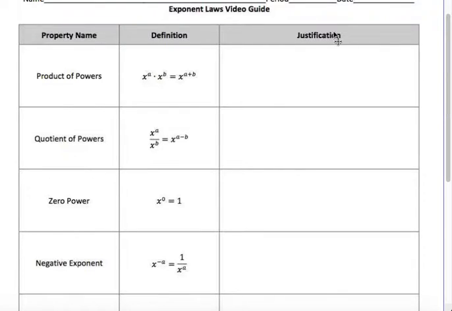So we won't call these proofs because they're not really proofs, but let's take a second to understand why this is true. And the reason we want to do this is if you just try to memorize all these laws without really thinking about them, that's how you get them mixed up in your head. And if you take a second to justify why each one of these is true, then it's impossible to get them mixed up because there's only one way that makes sense.